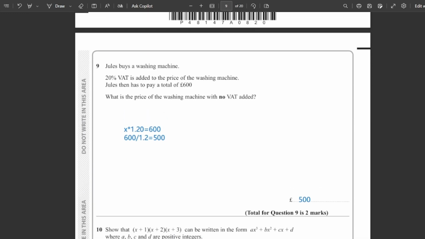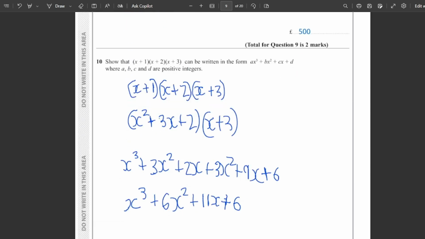And then for question 9, it's just a little bit of inverse percentages. Jules buys a washing machine, 20% VAT is added to the price of the washing machine, she then has to pay 600. So the original price of the washing machine is X times 1.2, the 20% VAT, is 600. So you simply rearrange for X, 600 divided by 1.2 equals 500 equals X, which is the price of the washing machine with no VAT added.